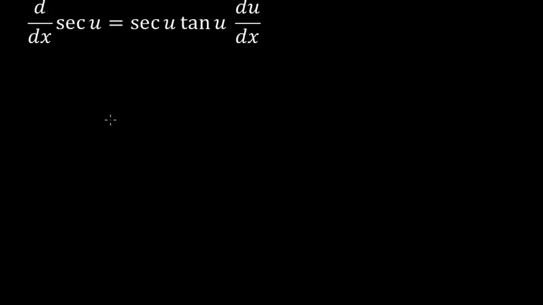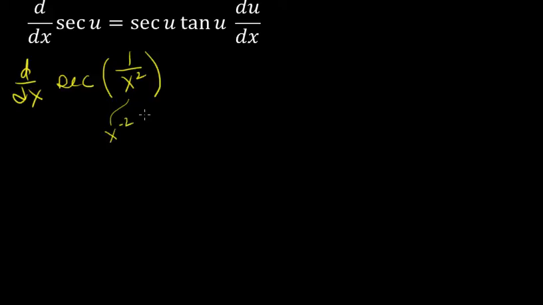The derivative of secant is secant tangent. So we'll do an example. How about the derivative with respect to x of the secant of 1 over x squared? Now you might want to be thinking of that as x to the minus 2 for the sake of taking the derivative using the power rule. But we'll just use the chain rule.